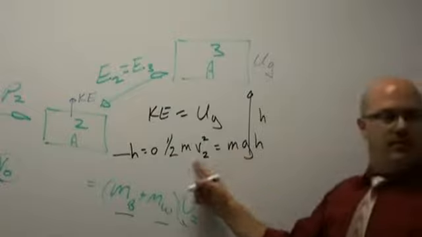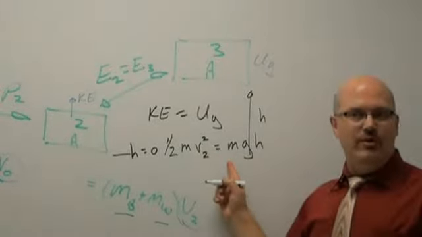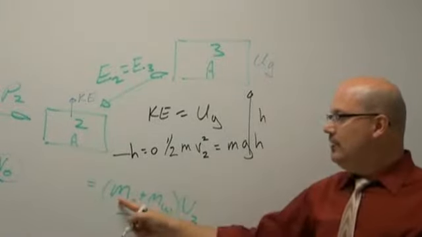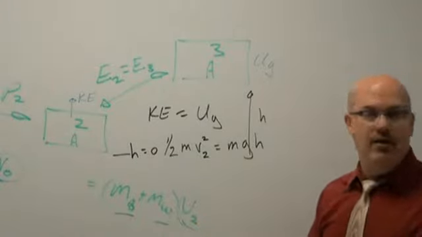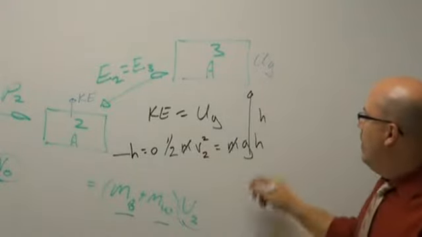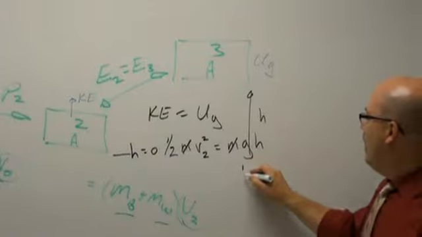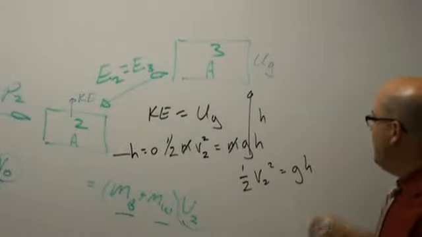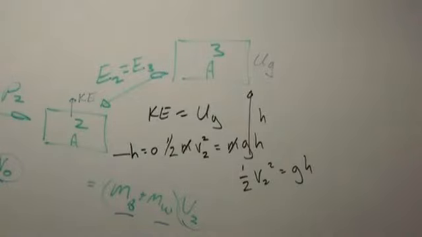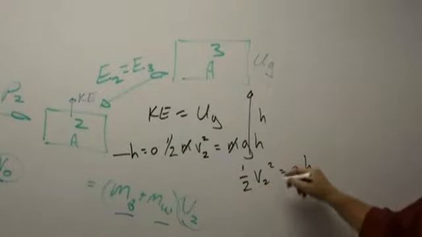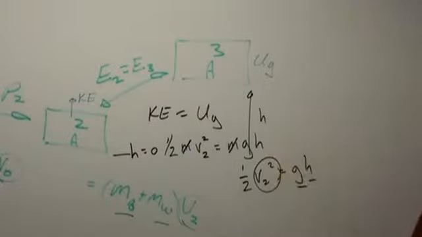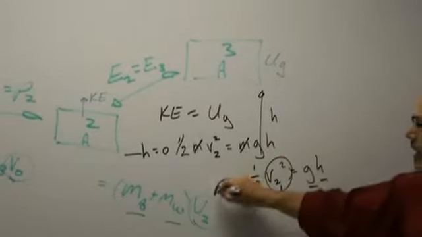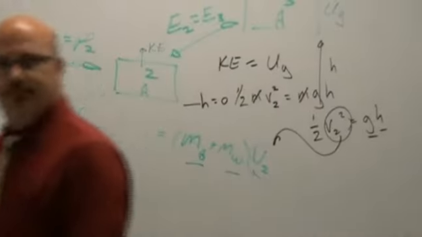Now I didn't even bother putting in what the masses are. Technically I should have put in this mass plus this mass, right? But does it matter? No, because it crosses out. So now I end up with 1/2 v2 squared equals gh. All right, what do I know here? I know g, and I know h, and I know my 1/2, and hey, so I can solve for this. Then plug it in there, and then I solve for that. Very nice.